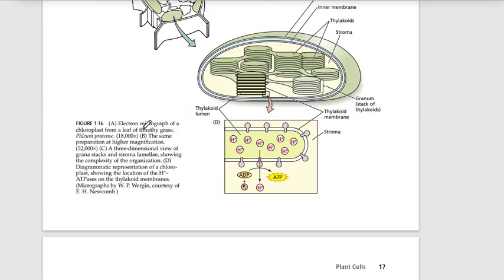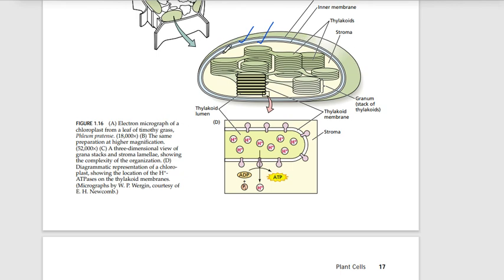That is the diagram. An electron micrograph of a chloroplast. The same preparation at higher magnification gives a three-dimensional view of a grana stack. That is the structure of the chloroplast. The chloroplast is basically formed of two membranes: one is an outer membrane and the other is an inner membrane. That is called the outer membrane or outer covering.